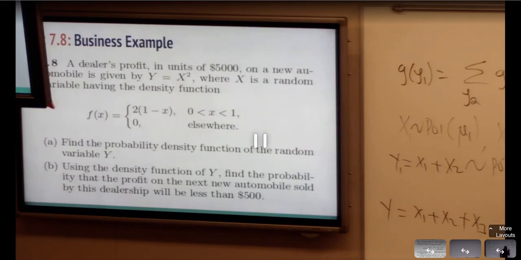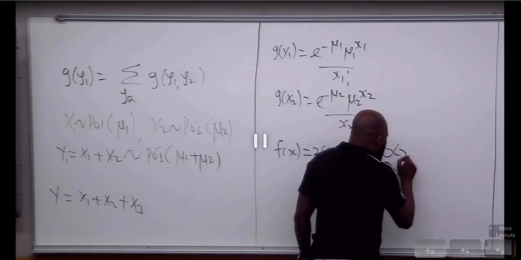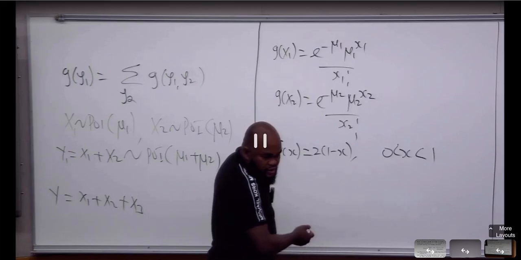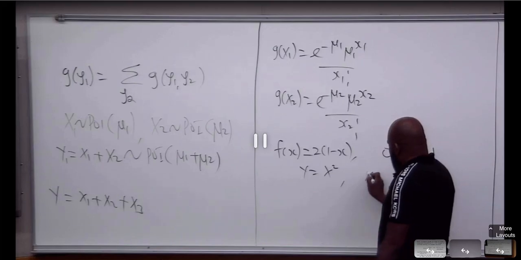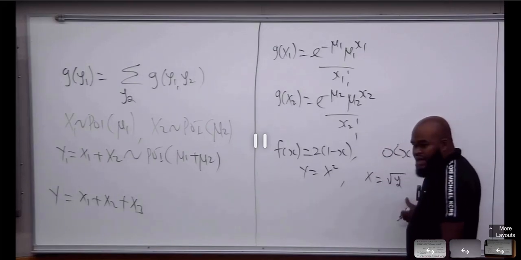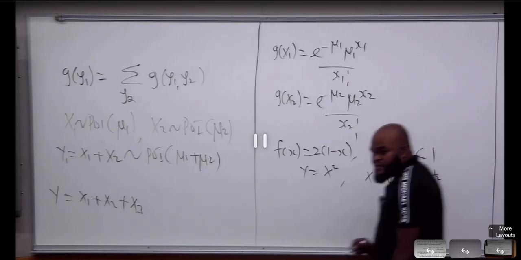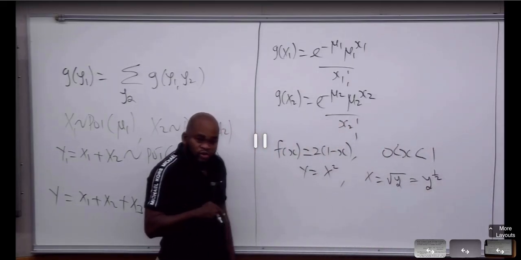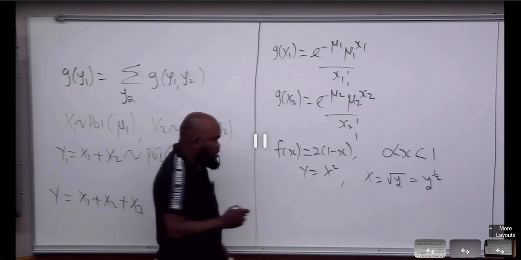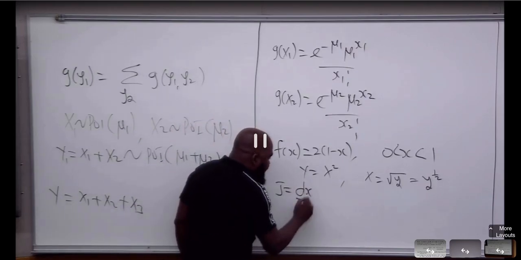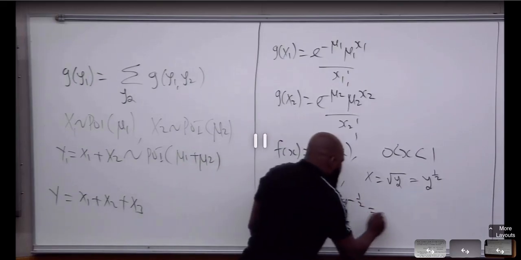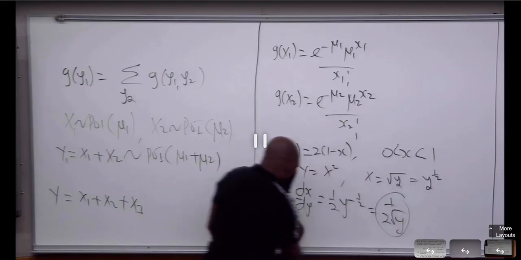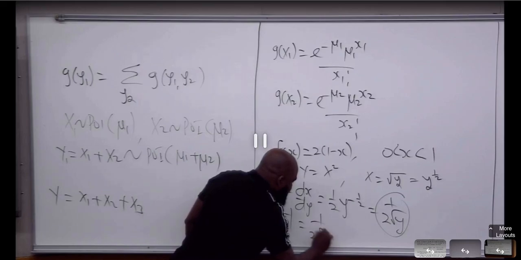you have f of x equal to 2 times (1 minus x), and it's 0 otherwise, and of course y equal to x squared. So here you need to first find x equal to y raised to power half. For continuous we need a Jacobian. For discrete we don't need a Jacobian. Right now the Jacobian is dx/dy, which is half y to the power minus half. The absolute value of the Jacobian is still going to be this.